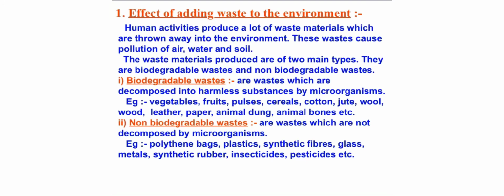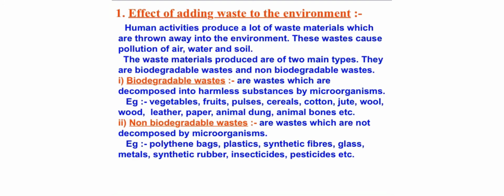We know that due to human activity, a large amount of waste is produced every day and it is thrown into the environment, which causes different types of pollution. So the first topic which we are going to study is the effect of adding waste to the environment. Human activities produce a lot of waste materials which are thrown away into the environment. This waste causes pollution of air, water and soil.